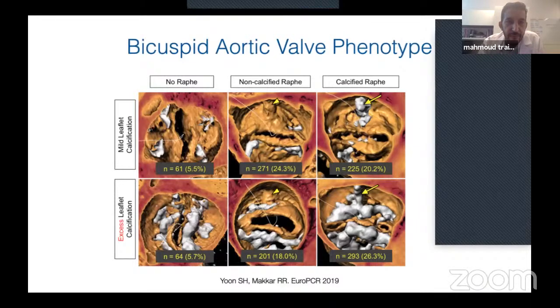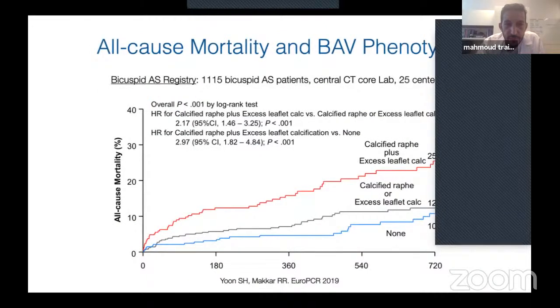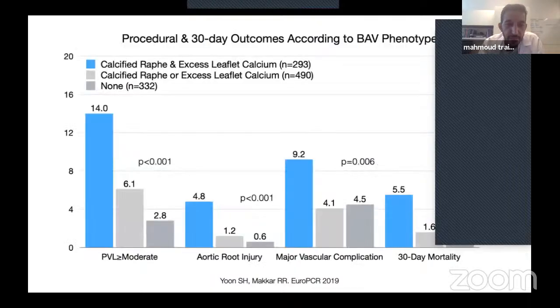So those that have mild leaflet calcification can be considered. Those that have excess leaflet calcification, especially when combined with a calcified raphe, are the patients that do poorly with TAVR. And this is shown in the same registry of 1,115 patients. If they just have one of those two features, either just a calcified raphe or excess leaflet calcification, they approach the outcomes of those that don't. But if you have the combination of those two features, those really do the worst long-term with TAVR. They have higher rates of paravalvular leak, more aortic root injury, and higher mortality overall.